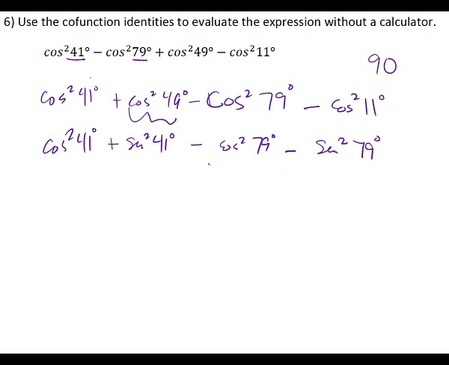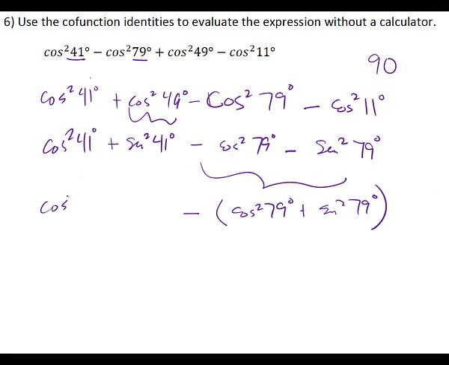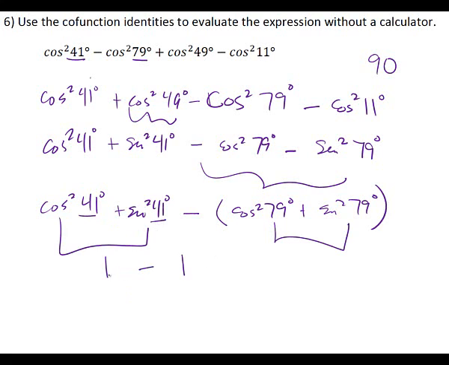Okay? Before I go any further, I'm going to look at this back part, and I'm going to factor out a negative. So now I've got cosine squared 79 degrees plus sine squared 79 degrees. So your key to be able to use the Pythagorean identity is, first of all, it has to be a plus sign. Okay? And then these two numbers in here have to match. So what's sine squared plus cosine squared equal to? 1. 1 minus 1 is? 0.